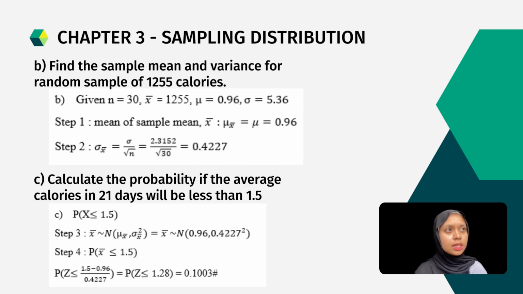The last question, calculate the probability if the average calories in 21 days will be less than 1.5. Step 3 is the distribution is normal distribution with sample mean and 0.5 bracket 0.4227 squared. The last step is to find the probability of the sample mean. The answer is P bracket Z less than or equal 1.28. We have to refer to the table 3. So the final answer is 0.1003. Here is the graph of the final answer, shaded at the left.